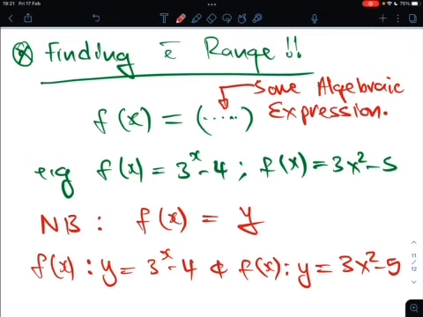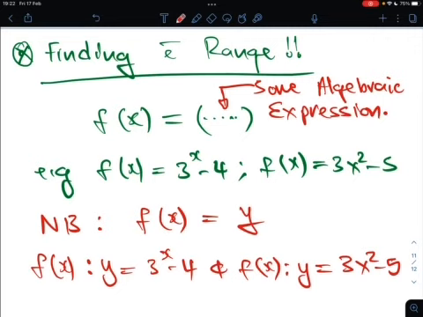The reason we want to do this is because we want to use the skills that we have learned from solving equations to find what is called the range of a given function. That's what we're going to see today. So we are going to practice a procedure that can be used to find the range of any function.